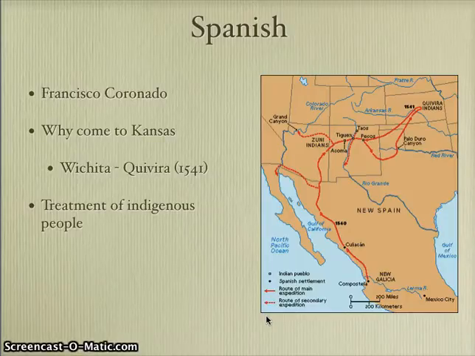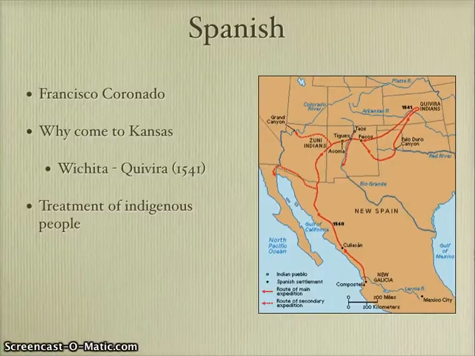The last thing we need to talk about is the treatment of indigenous people by not just Francisco Coronado, but the Spanish. The thing is, they treated them very badly. We have primary sources that say that Francisco Coronado especially had indigenous people as slaves, and that he bought and sold indigenous people. They were not very nice. They actually saw the indigenous people as being lower than them, and so he wasn't really trying to establish a great relationship with them at all.